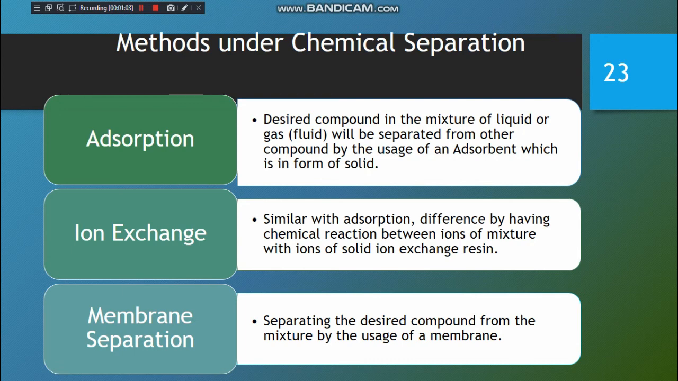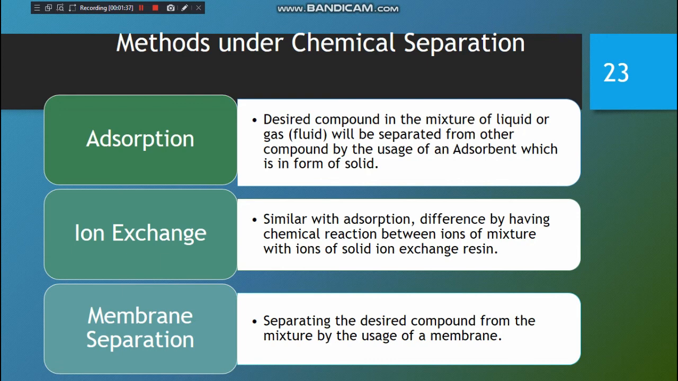The selective absorption of components of an adsorbent followed by removal of this component through regeneration forms the basis of adsorption. So, based on the brief description, it is important to bear in mind that the mixture as well as the desired compound is in the form of liquid or gas. Meanwhile, the medium where the desired compound is to be transferred is in the form of solid.